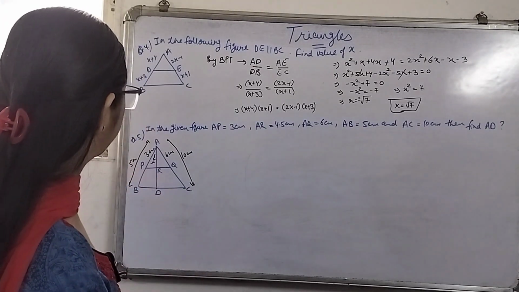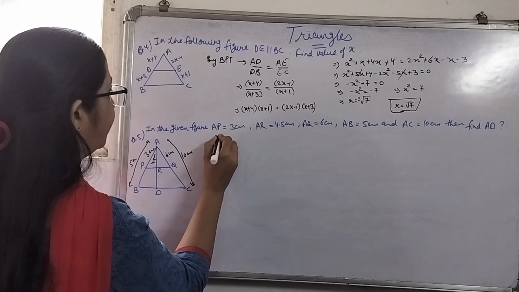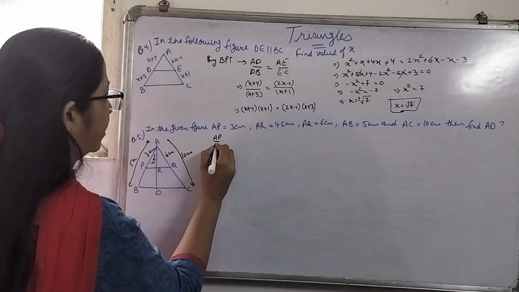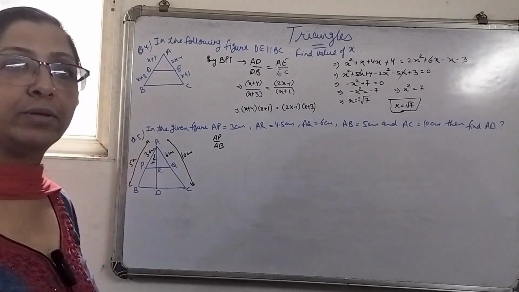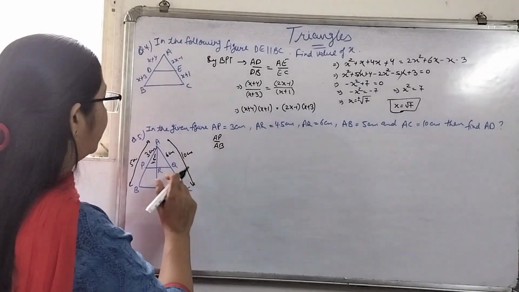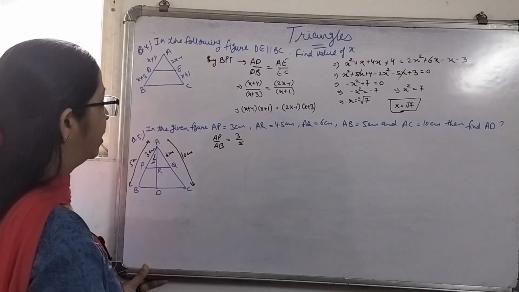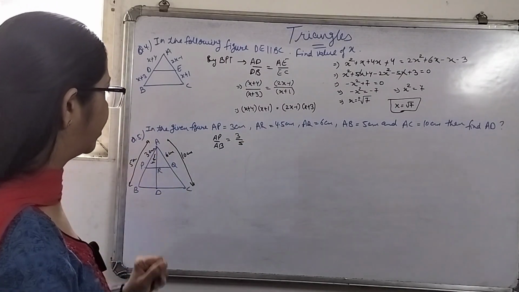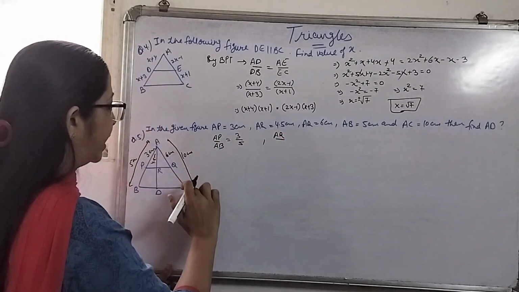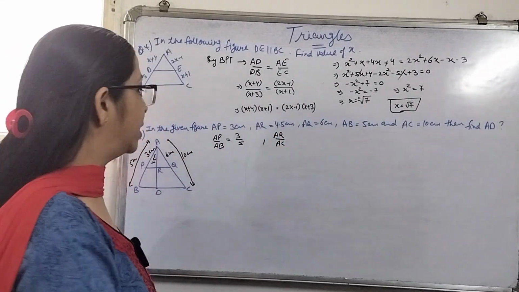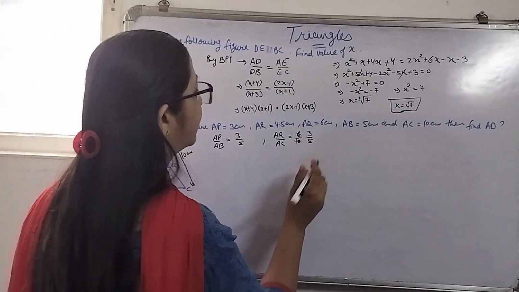Now we can see in this triangle that if we take the ratio AP over AB, these two sides are given to us, so we can take the ratio. So AP over AB is 3 upon 5. Similarly, we consider the AC side of the triangle. Then AQ over AC, because these two sides are given to us. AQ is 6 and AC is 10. So the ratio of this is also 3 upon 5.